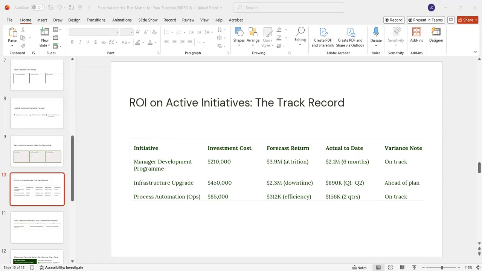So for instance, the dashboard might look something like this. You invested $210,000 in the management development program based on last year's proposal. You forecast that as a result, you would get $3.9 million in returns from lower attrition. Now that you're 6 months into the fiscal year, you're seeing $2.1 million in actual savings from attrition relative to averages. So you can now add a note to the finance team that you're on track. You are expected to realize or perhaps even beat the ROI estimate that you forecast when you submitted the proposal.